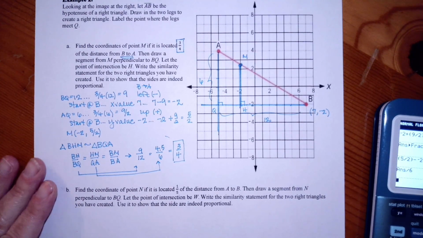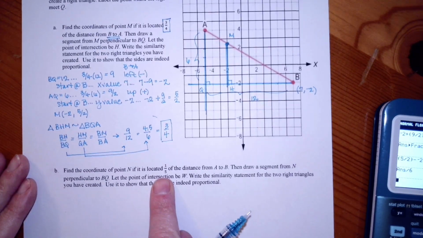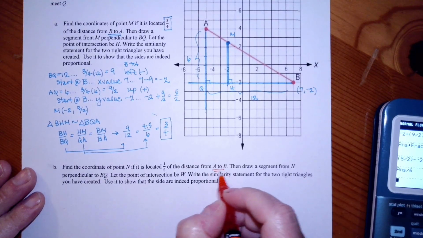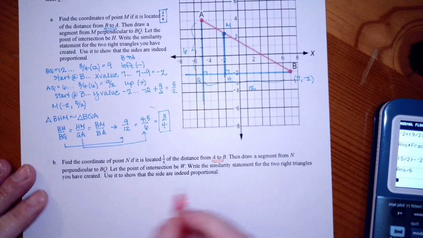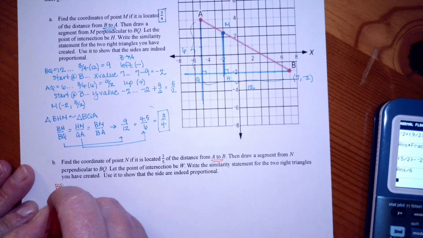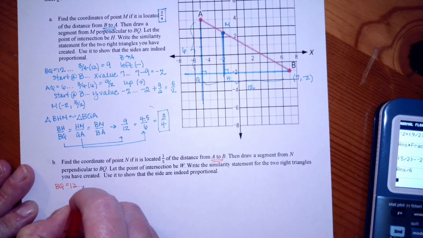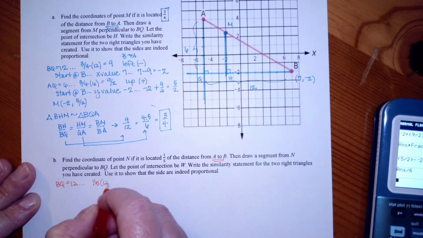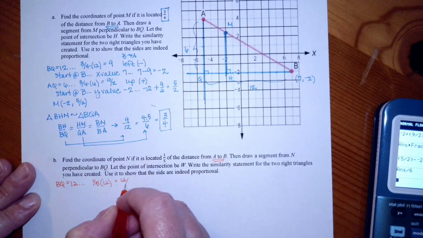Okay, so we're going to try one more. This one's just going to be a little bit nastier because it's not going to divide quite as nicely, but the same ideas. Okay, so I want 1/5 this time, and I'm going to go from A to B. Okay, so one more time. So if I want to go from B to Q, remember that distance was 12. I would like 1/5 of 12, which as a fraction is just going to be 12/5.